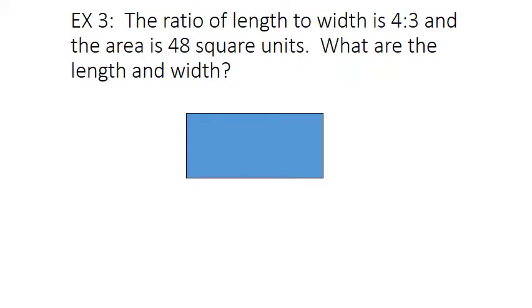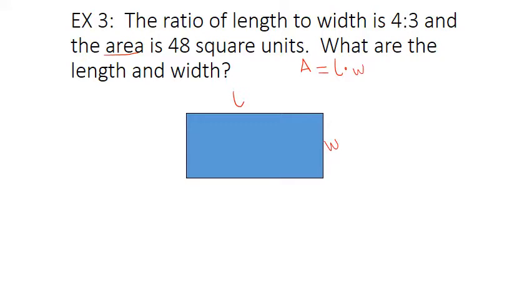Okay, so let's open up our third flap for example 3. The ratio of length to width is 4 to 3 and the area is 48 square units. What are the length and width of the diagram? So I'm just going to say that this side is going to represent length and this side is going to represent width. And here we're talking about area, so I'm going to want to know the formula for area of a rectangle, which is just length times width.